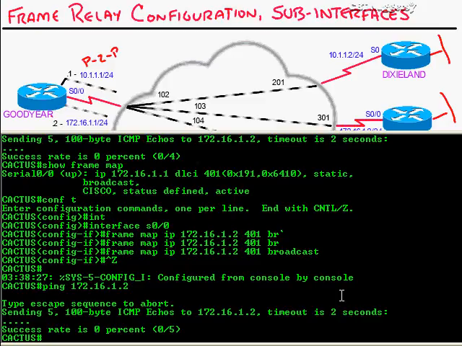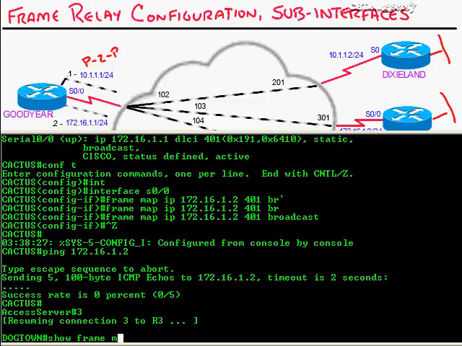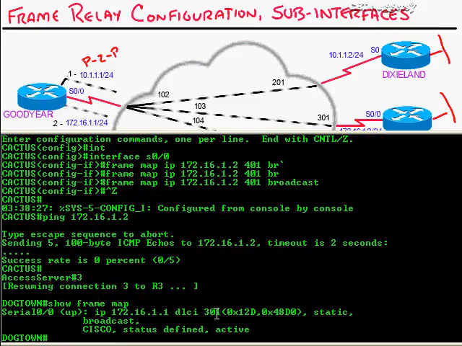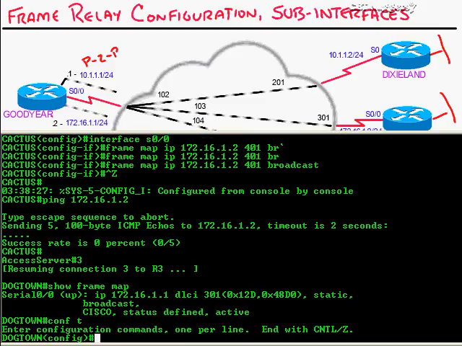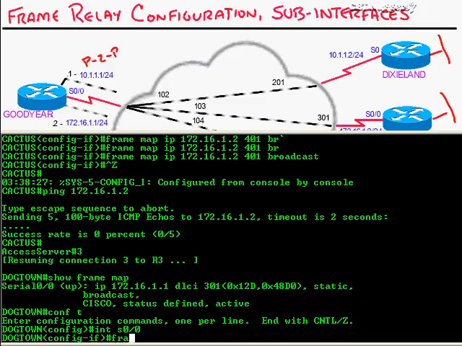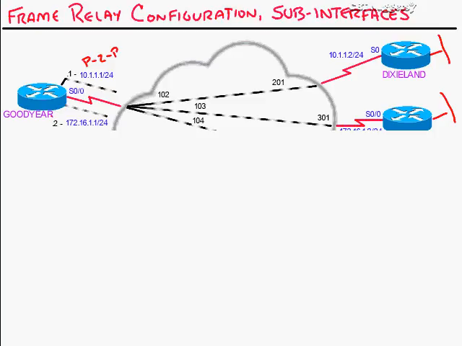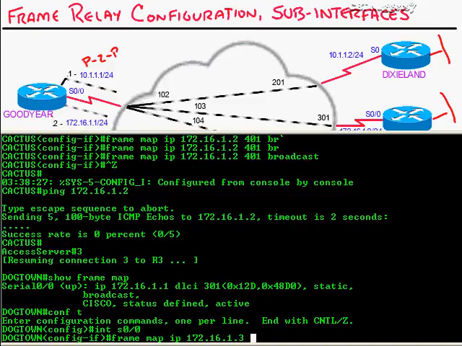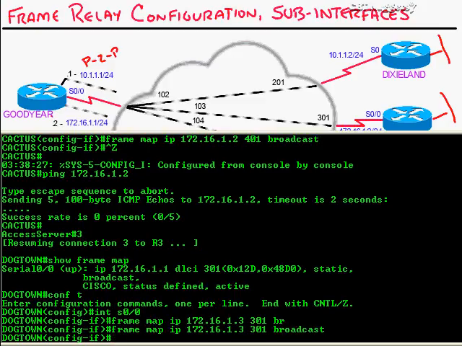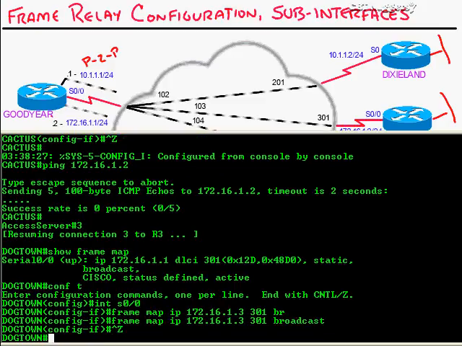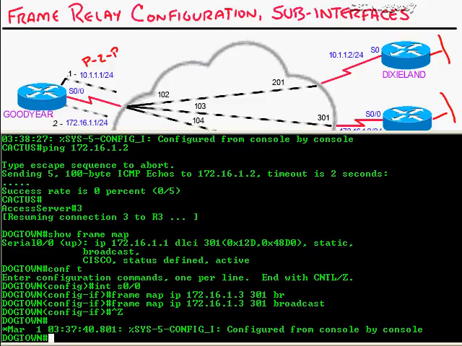So let's go to Dogtown. Not too sure what's there, but let's just verify what our frame relay map is all about. We've only got that one to Goodyear. Let's get back to Cactus. Interface 0/0. Frame map IP 172.16.1.3, and to get there we're using our own departing flight number of 301 broadcast. Lovely. We should now at this point be able to ping Cactus.